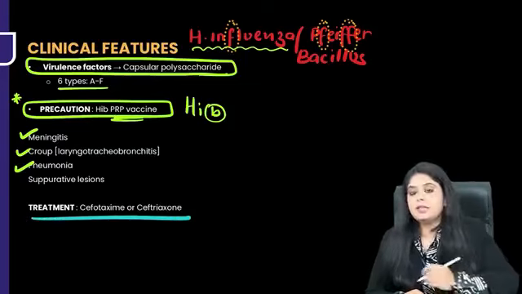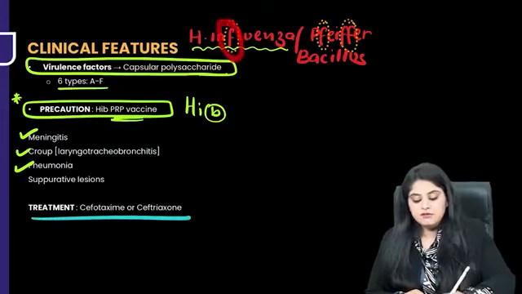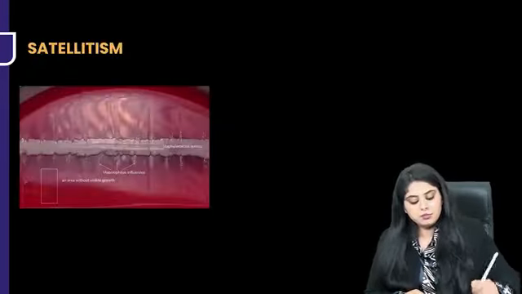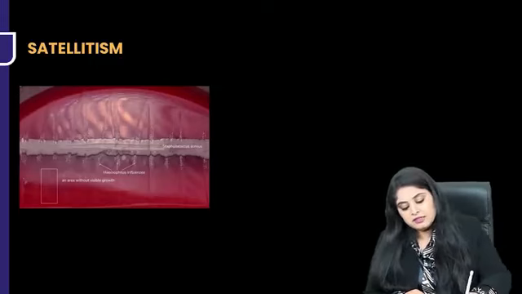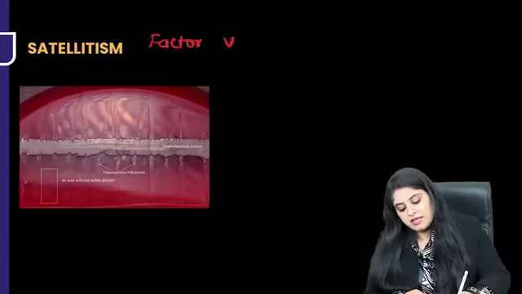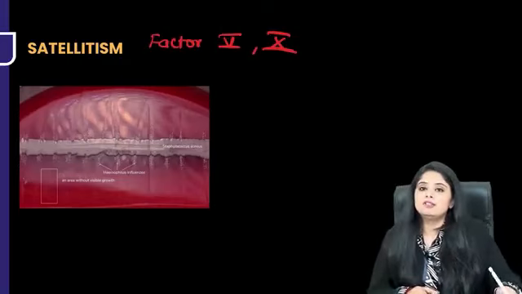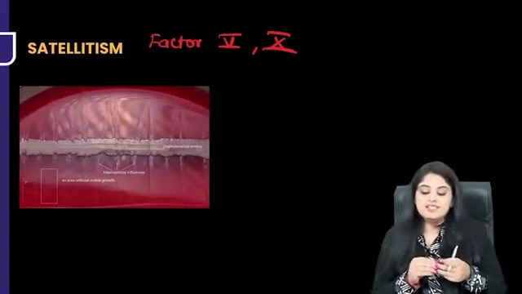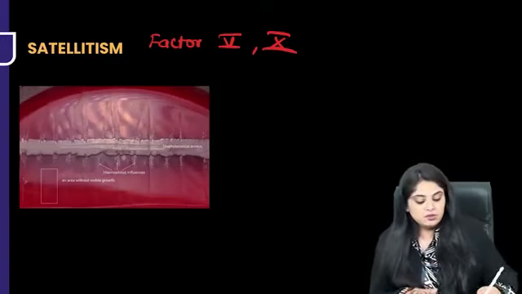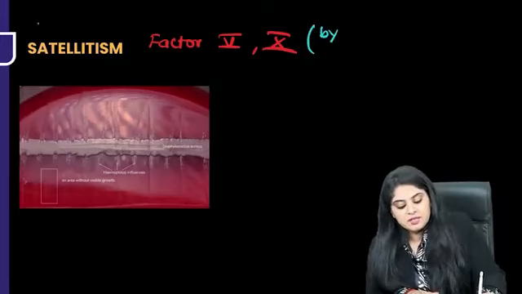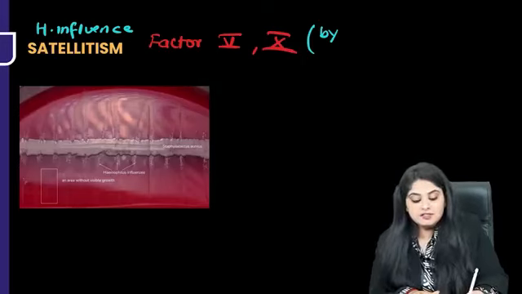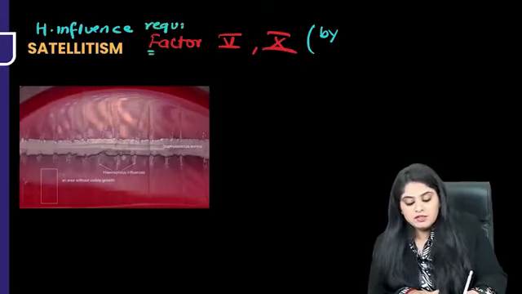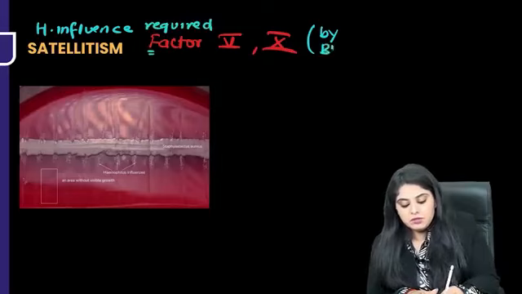But what did I say in the beginning? It is Haemophilus influenzae, the fever bacillus. What all factors does it need? It needs factor 5 and factor 10. Honestly, these are V and X, but most people call it 5 and 10. We will also call it 5 and 10. So you know who is going to provide this factor 5 and 10. So remember, Haemophilus influenzae needs factors 5 and 10, which are given by the blood agar.